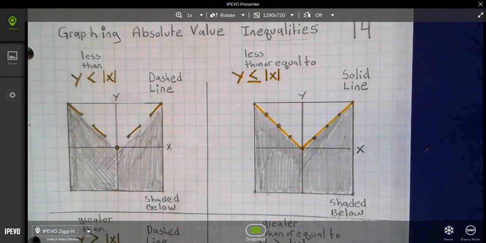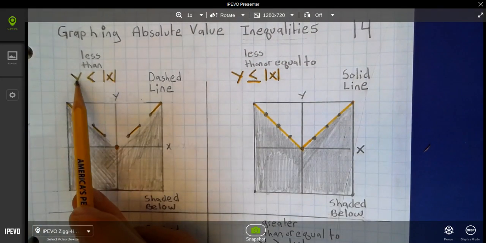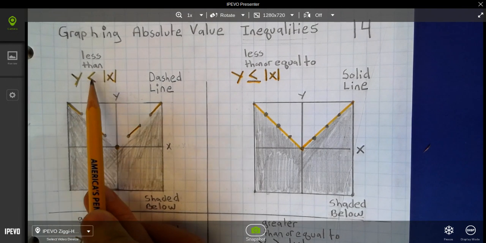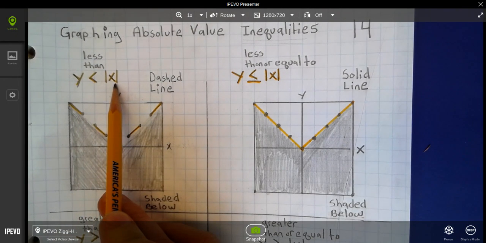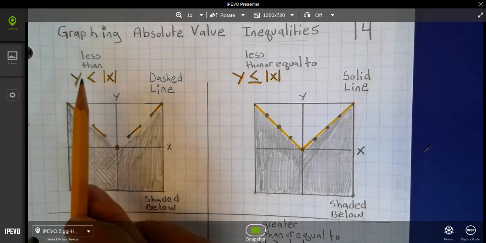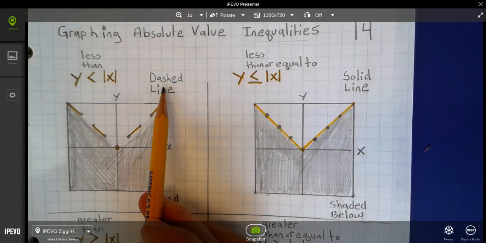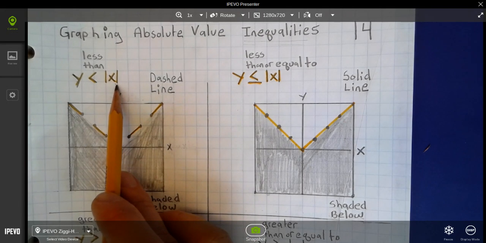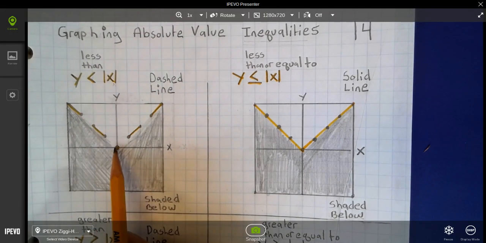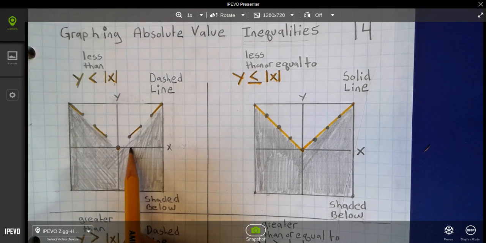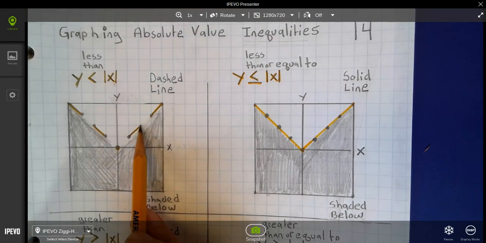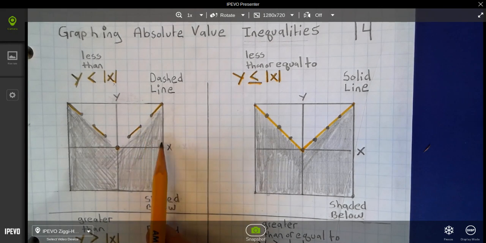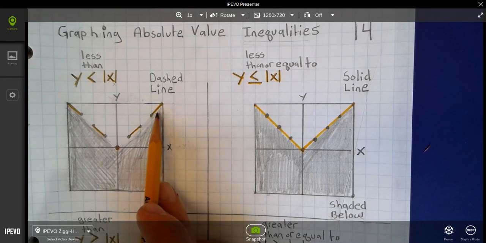So let's look at the first one. We have y less than the absolute value of x. First, since it's less than, I want you to know that when we graph it, it's going to be a dashed line. So to graph the absolute value of x, we know when x is 0, y is 0. When x is 1, y is 1. When x is 2, y is 2. When x is 3, y is 3. When x is 4, y is 4. So there's your points on the right.